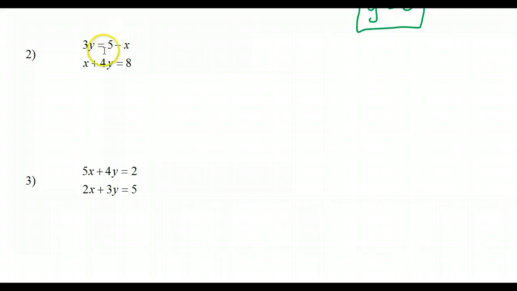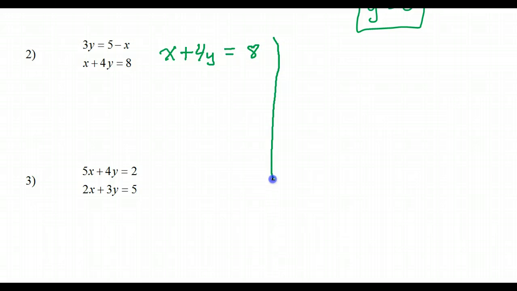All right, let's take a look at number 2. Since x has a coefficient of 1, there's no visible number in front, this would be pretty easy to get by itself. So that is what I'm going to do. So to start off with, we have our two equations. We have our x plus 4y is equal to 8, and then we have our 3y is equal to 5 minus x.